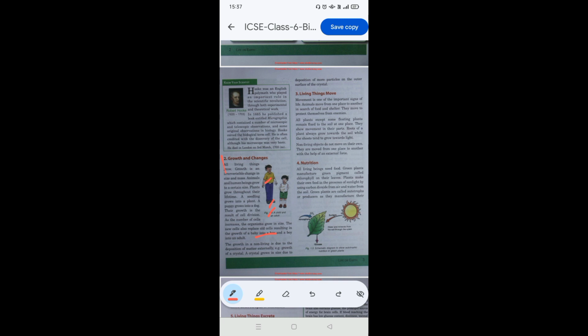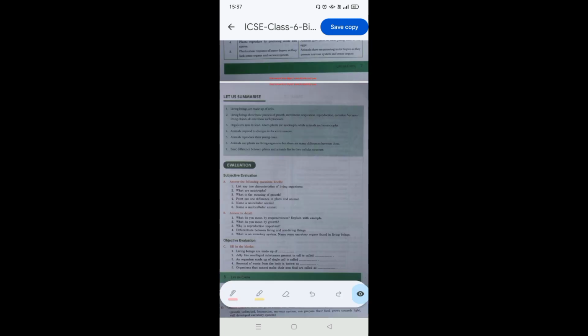The new cells also replace the old cells, resulting in the growth of a baby into a boy and a boy into an adult. The growth in a non-living thing is due to deposition of matter externally. For example, growth of a crystal. A crystal grows in size due to the deposition of more particles on the outer surface of the crystal. That's the answer for this question. Moving on to the next question.